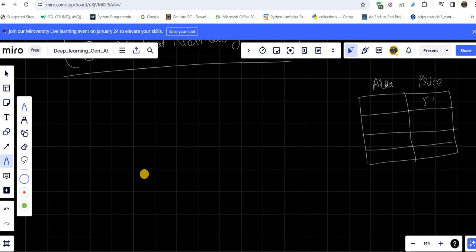Something 500, 200, 300, 600. And here let's suppose 300 square feet, 100 square feet, let's suppose this is 200 square feet, 360 square feet area, and these are the price. Now we need to build a model like on this line by using.